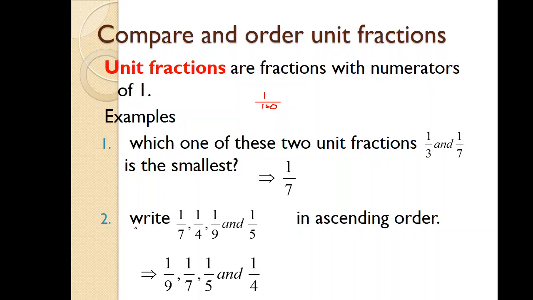Then number 2, write these unit fractions in ascending order. It means you write down starting from the smaller one, but remember, like I said, the one with the bigger denominator, which is 1 over 9, is the smallest one. That's why I'm starting with 1 over 9. From there 1 over 7, from there 1 over 5, and the biggest one is the one with the smaller denominator, a quarter, 1 over 4.